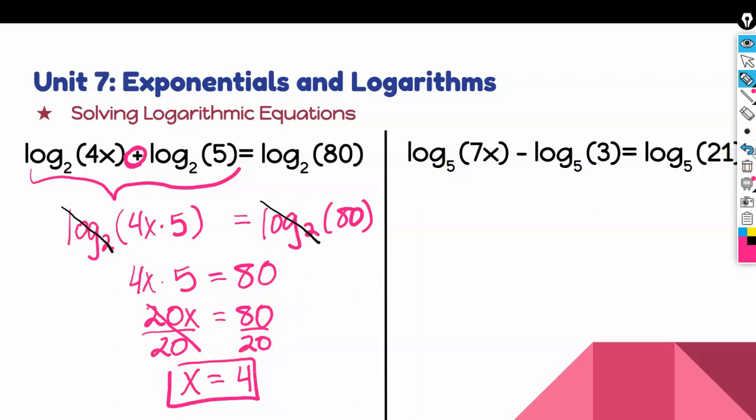Let's look at the next one. Again, they all have the same little number on the bottom, so I know that it's this type of problem. I am going to combine the two logs on this side of the equal sign. They're both going to be log base 5. How am I going to combine them? Well, it is not addition this time, but it is subtraction. So instead of multiplying, I am going to divide.